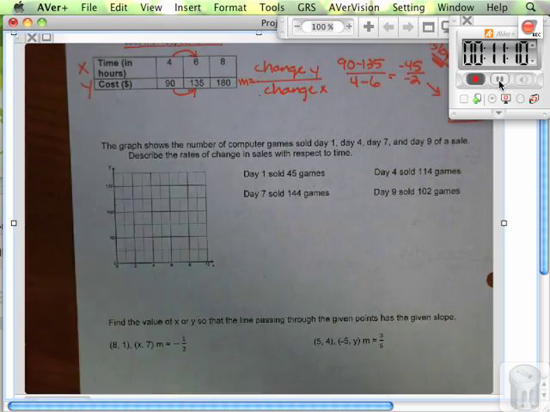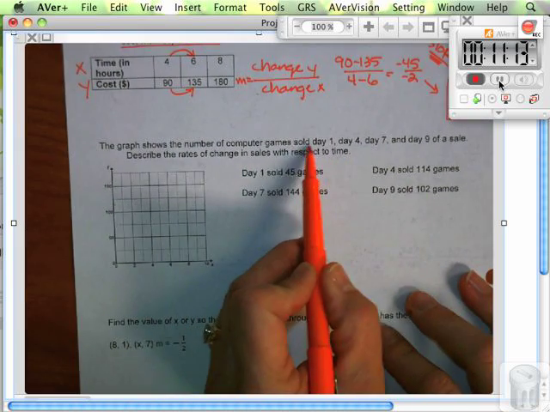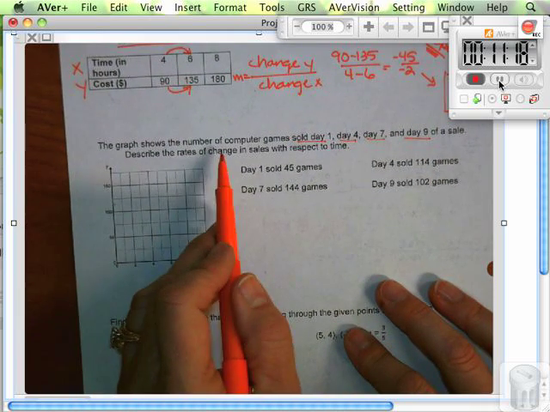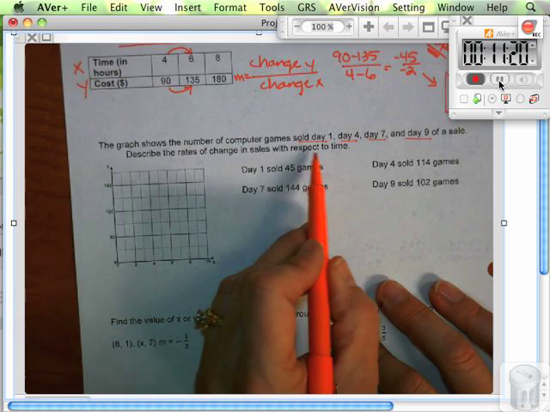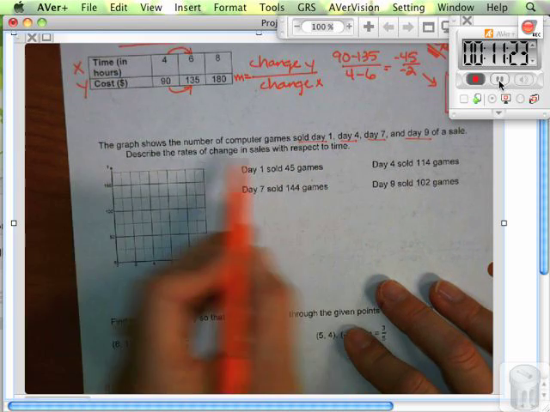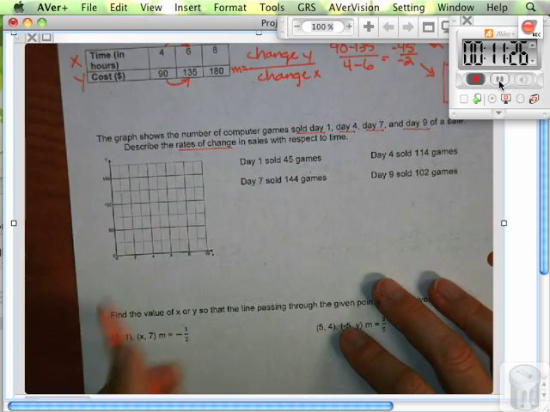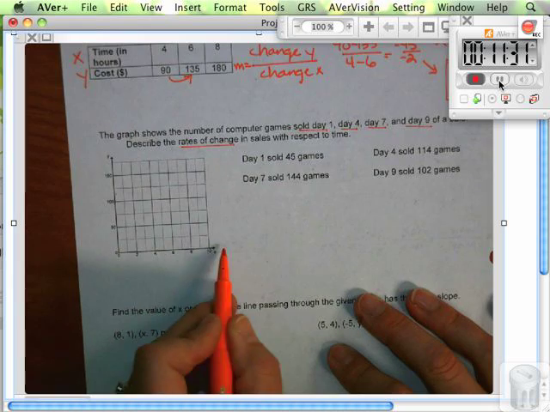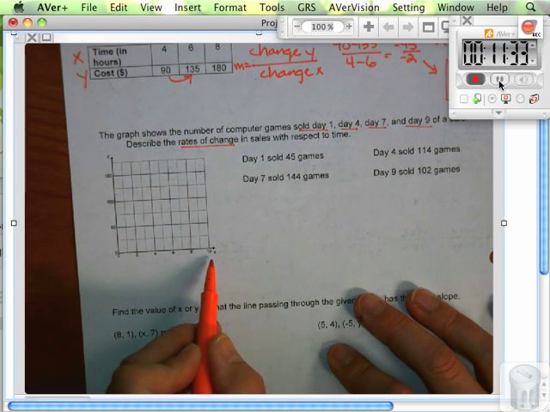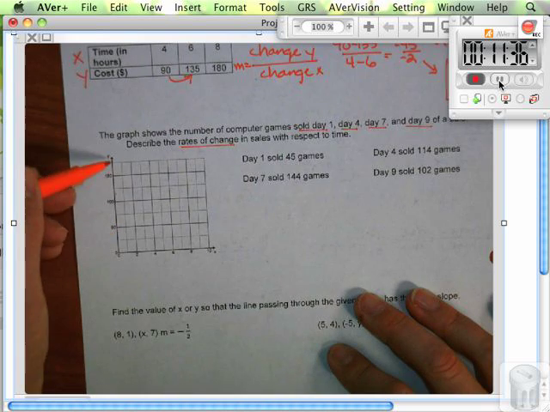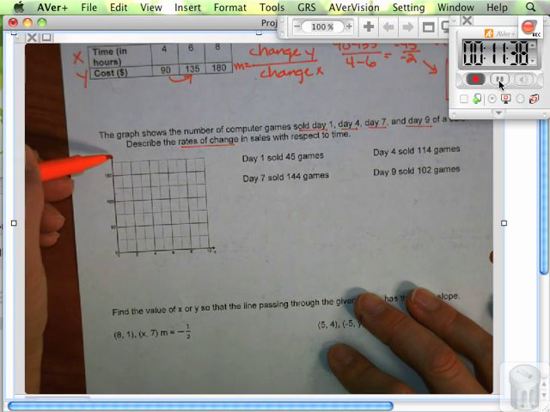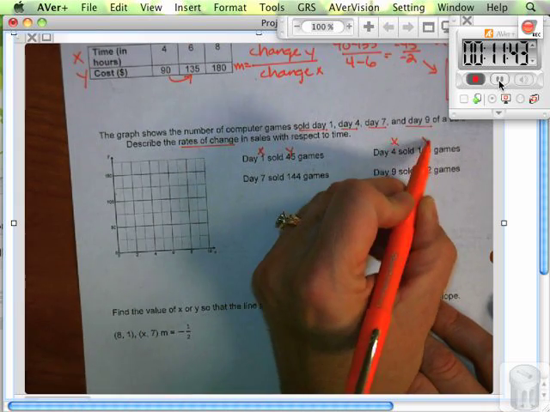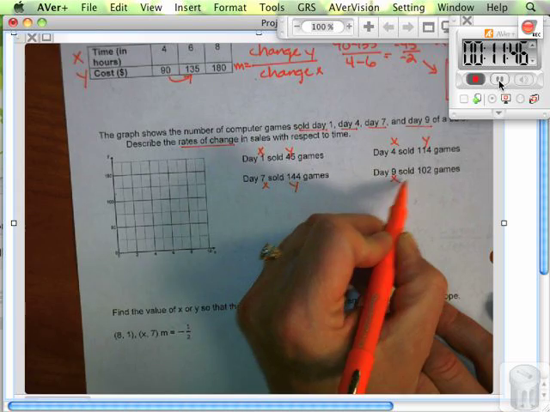All right, the graph shows the number of computer games sold on day 1, day 4, day 7, and day 9 of a sale. Describe the rates of change in sales with respect to time. So I've got a few rates of change I've got to figure out. If you look at the graph here, the x-axis represents my days because it only goes up to 10, right? And my y-axis obviously represents my games. Sometimes you have to look at the graph. So this is my x and y, x and y, x and y, x and y.